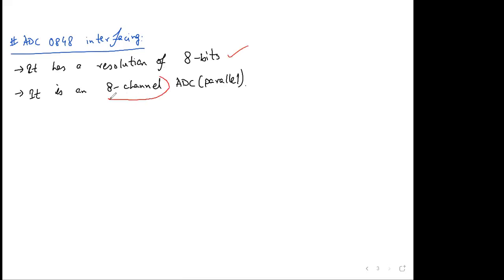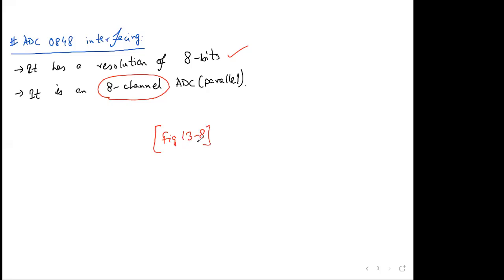This is the main difference. Okay, this is an 8-channel ADC, meaning that now you have got 8 input channels. Okay, it is better to see the figure. It is there in your book. I will not draw. Figure 13.8. The figure of ADC 0848 is given.